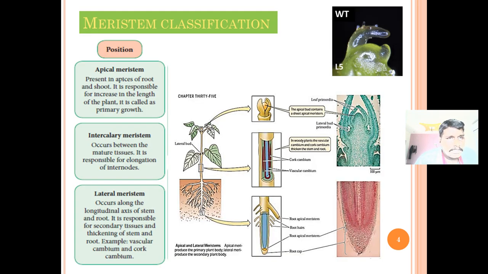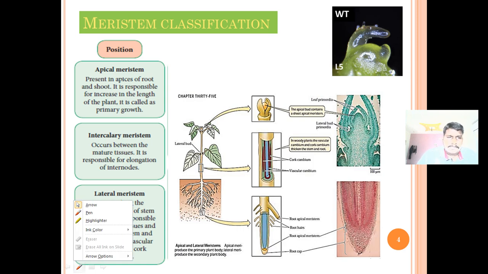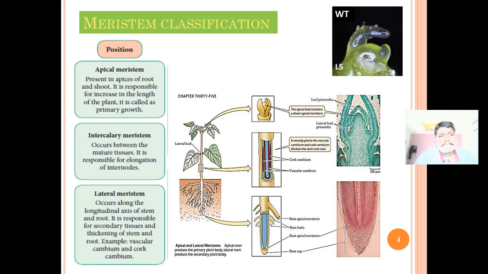When it comes to classification of meristems, based on the position, the meristems are classified into three main types: apical meristem, intercalary meristem and lateral meristem. Apical meristems are present in the shoot and root region. This meristem is responsible for plant growth. That's why we call the apical meristem a growing point.